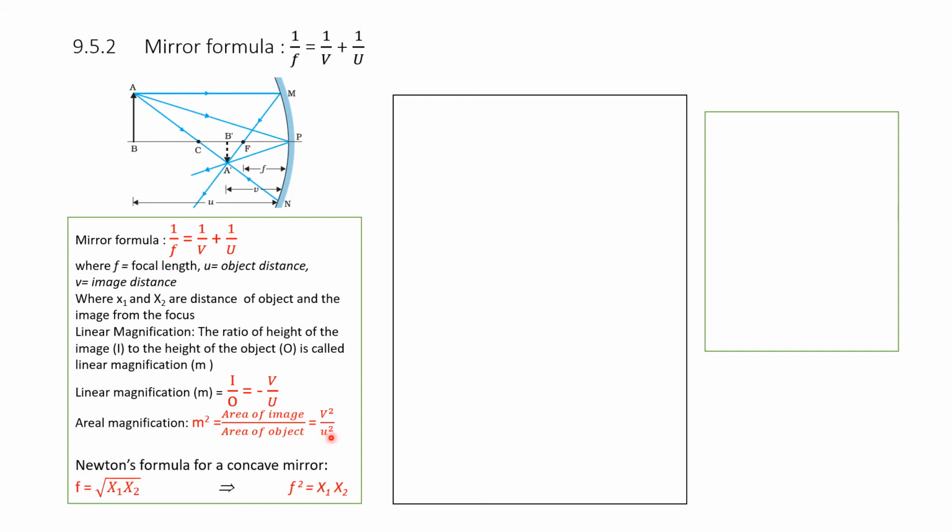And we also have Newton's formula for a concave mirror, given by the equation f is equal to under root x1 x2, or squaring both sides we get f square is equal to x1 x2.